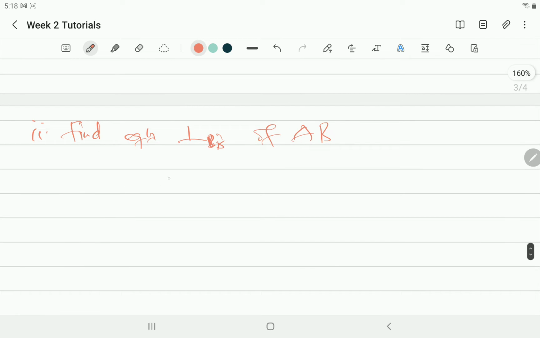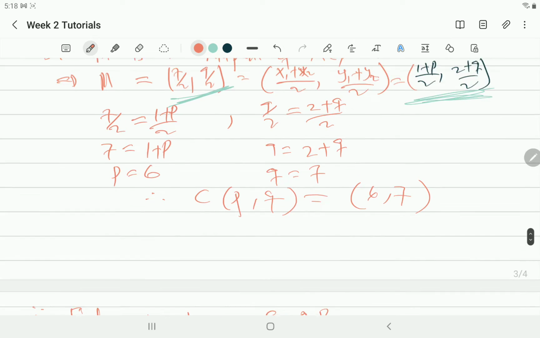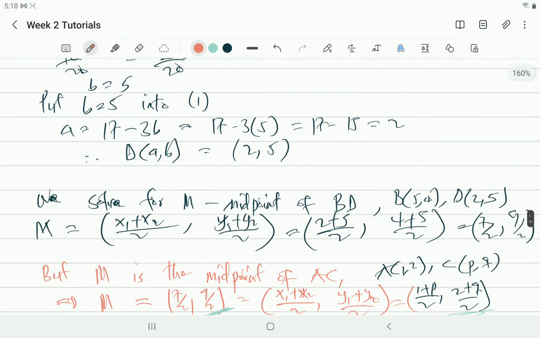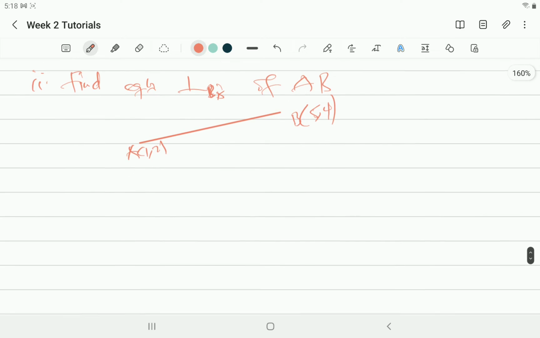So like I said, we have AB given to us from the question. We have A to be (1, 2). We have B to be (5, 4). Let me confirm once again. Yeah, so B is (5, 4). And we are told that we should find this black line that is basically perpendicular to it. So this is our perpendicular bisector line.